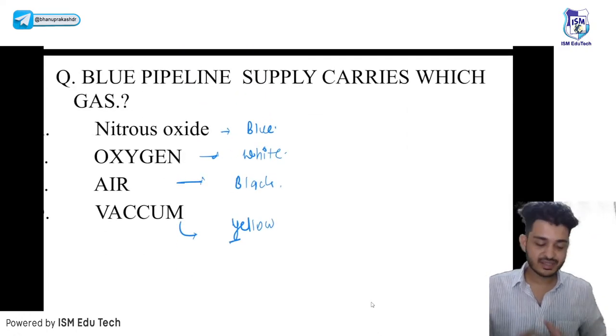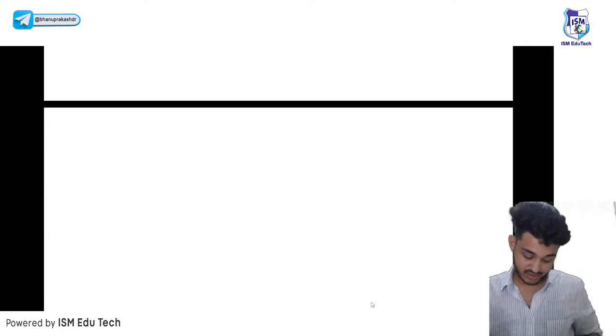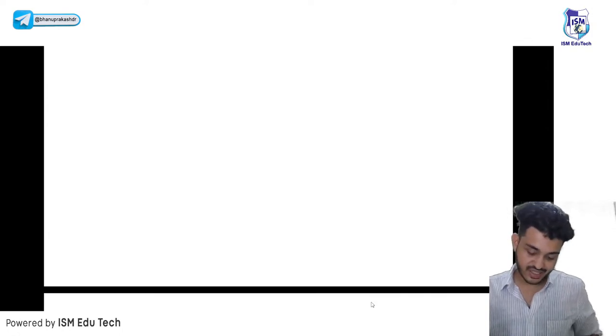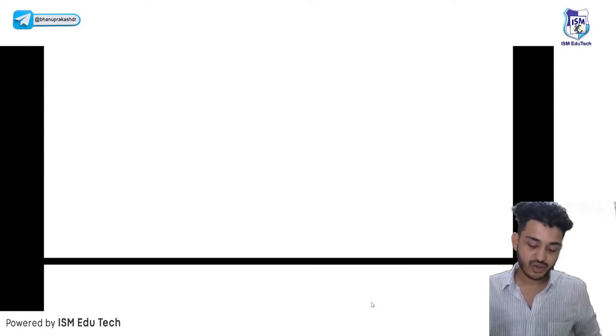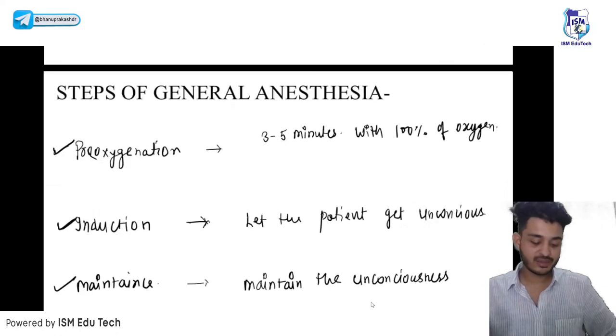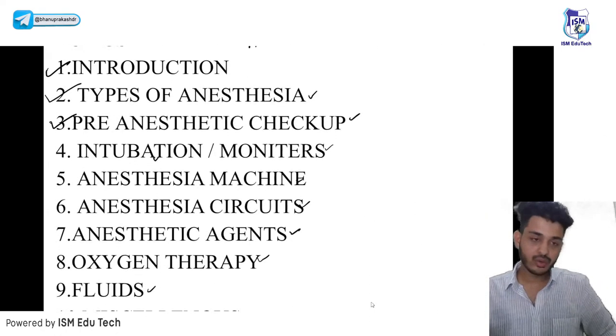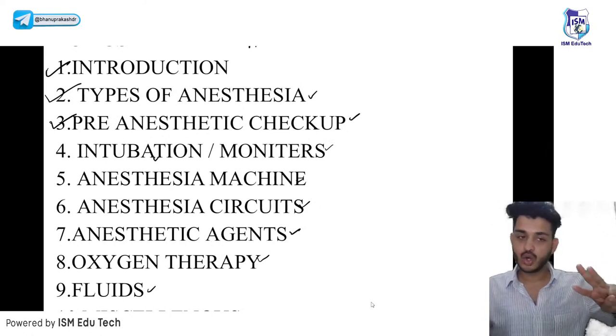Okay, let's revise everything. Whatever we have studied till now, we need to revise it. Revision is the key, guys. Revision is the only key by which you can remember. So first thing we have studied about the introduction part. Sabse pehle kya dekha tha? We have seen the introduction part. Then we moved on to different types of anesthesia. We have seen general, regional, and local anesthesia.